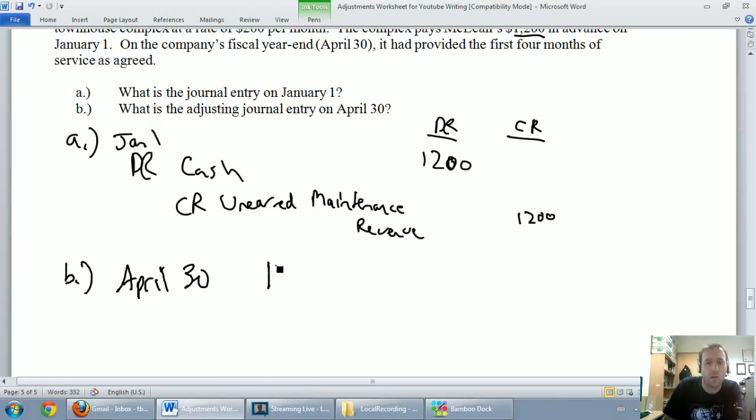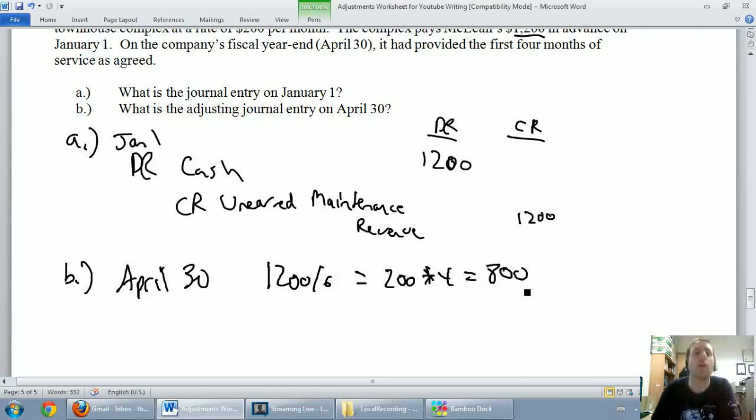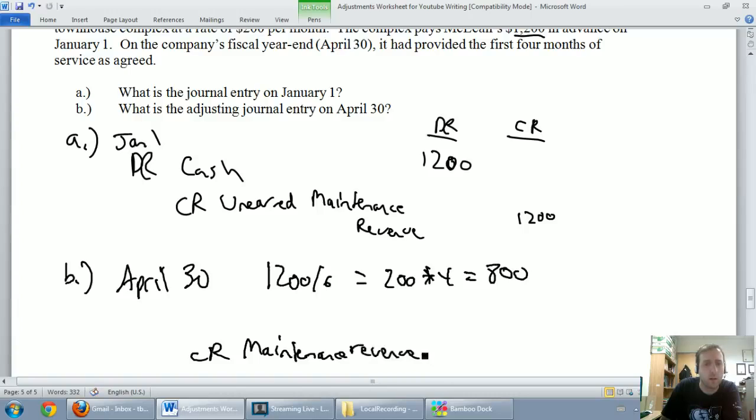So again, it was $1,200 for a 6-month contract, $200 a month. It actually said that in the question. $200 a month, and we've done January, February, March, April. We've done 4 months worth of work. We've done $800 worth of work, meaning we've earned $800 worth of revenue. So whenever I earn revenue, I know it's a credit. Revenues have to be credited. I'm going to credit maintenance revenue, not unearned maintenance revenue. This revenue has been earned. Maintenance revenue, and I've earned $800 worth.